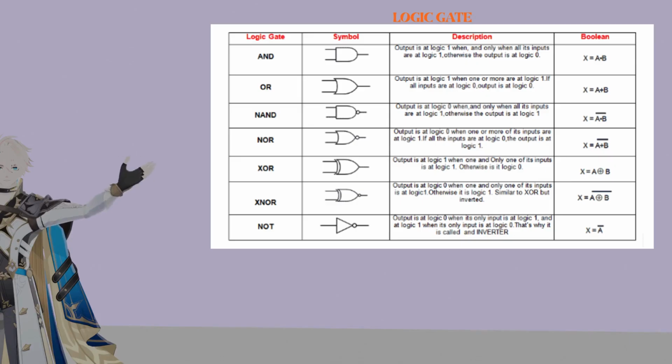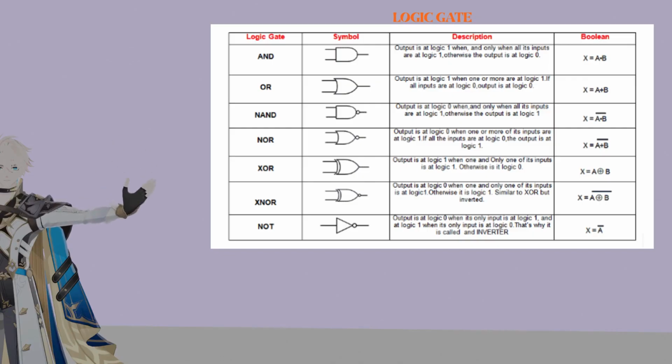Now, for part 2, OR gate. The OR gate gives an output of logic 1 when one or more of its inputs are 1. If all inputs are 0, then the output is 0. The Boolean equation is x = a + b. So, it represents a logical either a or b situation.